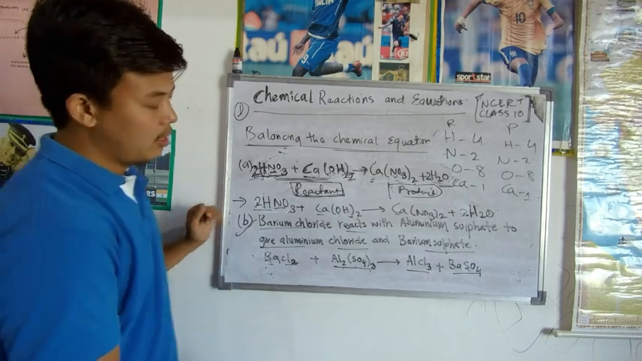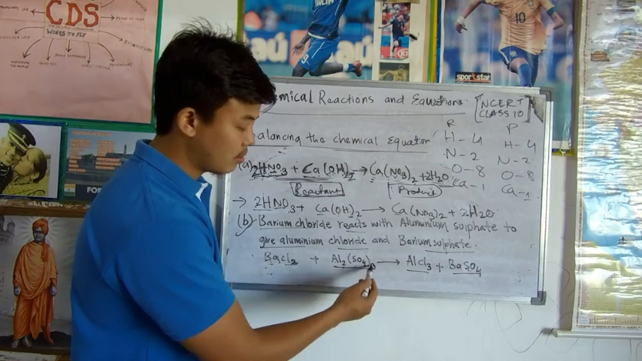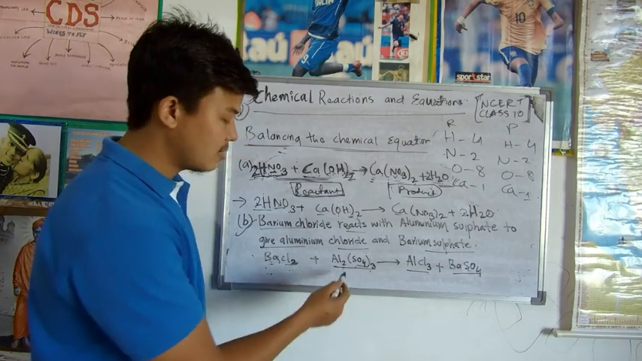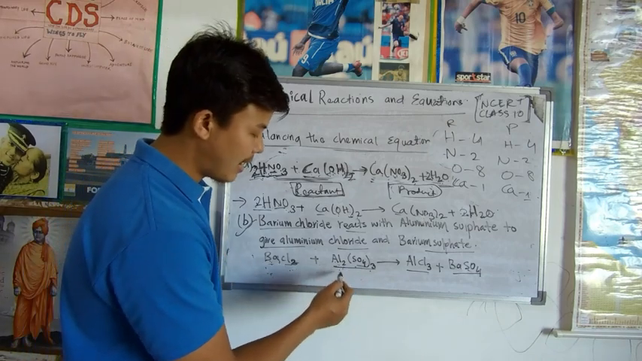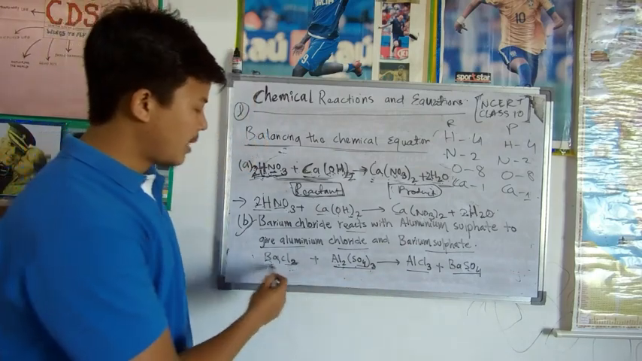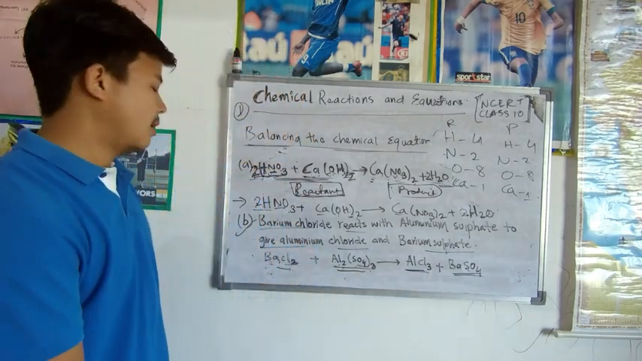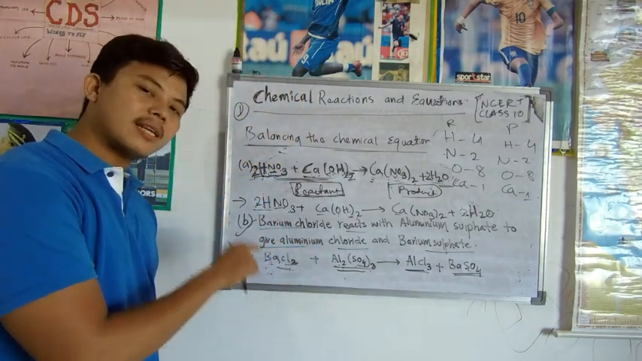So aluminum is also the same thing. Aluminum has the valency 3, and sulfate has the valency 2. So this 2 comes here, and the aluminum valency goes there. So that's it. Barium chloride plus aluminum sulfate gives aluminum chloride plus barium sulfate. Now let's check whether this is a balanced or skeletal equation.